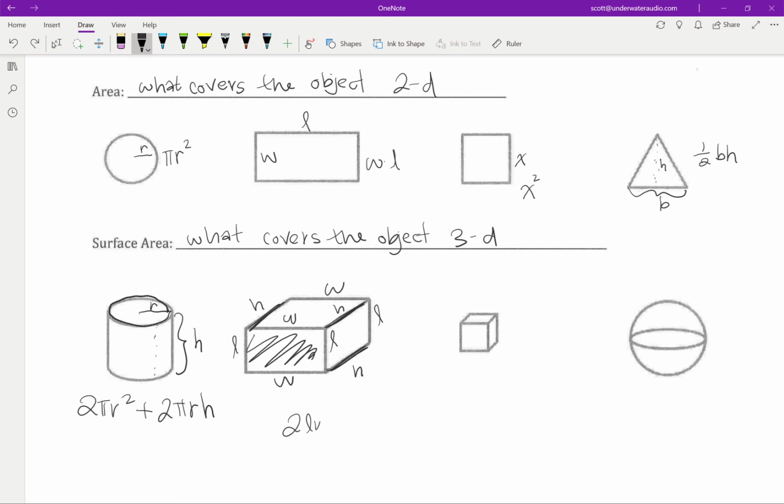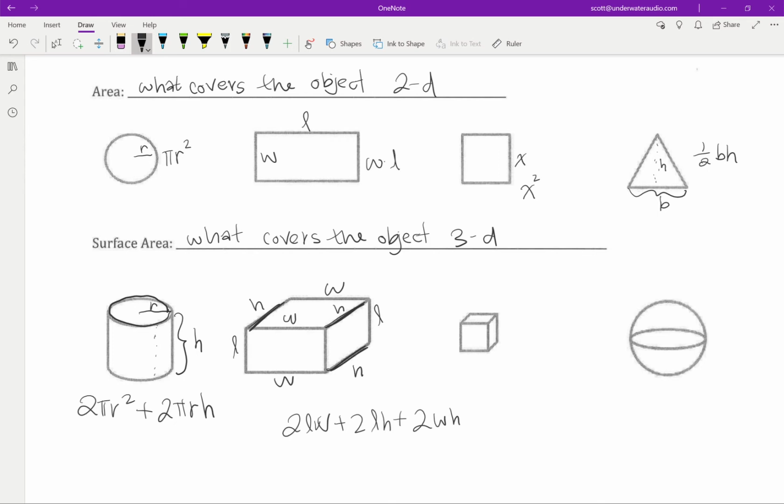Oops, that's not exactly what I meant to do. I meant to erase this part. And then for this box here, there are also two of those. That's 2 times length times height. And then there are two of this top box, which would be W times H. So I'm basically just finding the area of each side and then adding it all together.